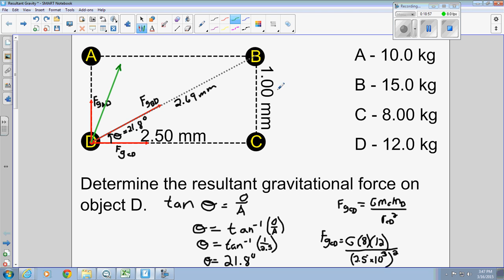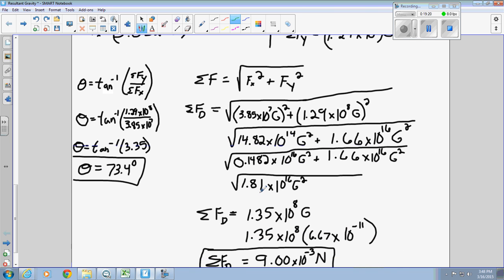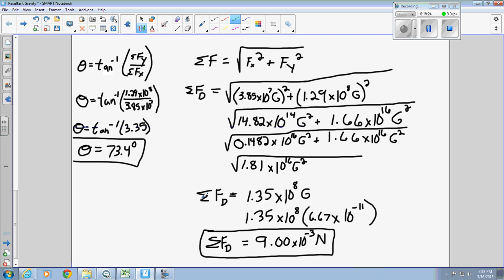You can have objects that make up a rectangle, so we could eliminate A and see what the forces acting on D are as a result of B and C. All kinds of configurations. You just have to do a little bit of geometry to determine which direction these things are acting, and add up your x components and y components, and then do Pythagorean theorem and your trig to get your angle.